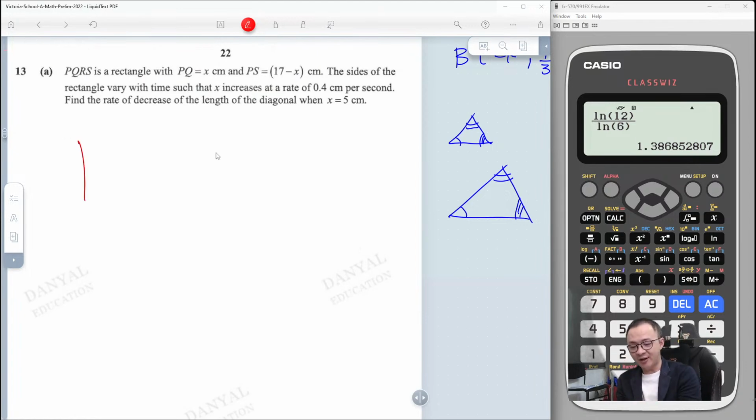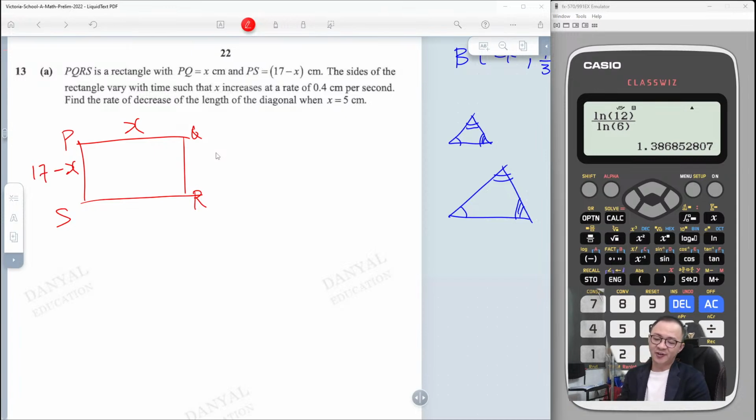Okay, we have some rectangle PQRS. PQ is x, RS is 17 minus x. And the size of the rectangle varies such that x is increased. dx/dt is 0.4 centimeter per second. Find the rate of decrease of the length of the diagonal when x equals 5.